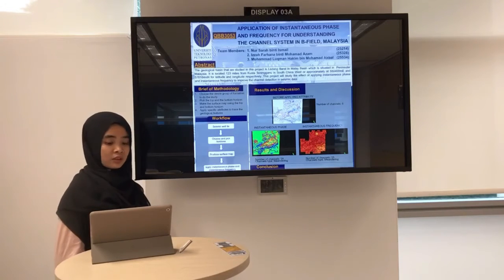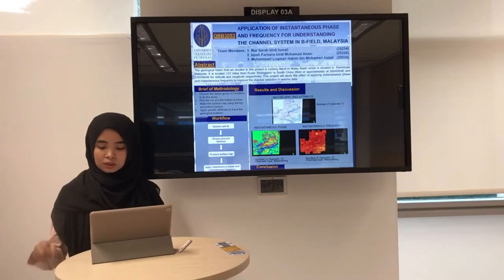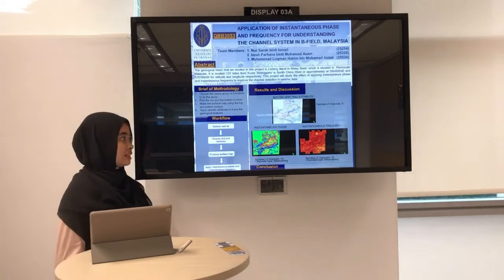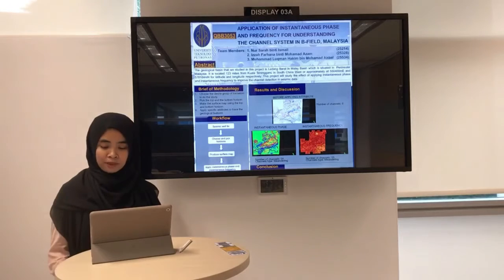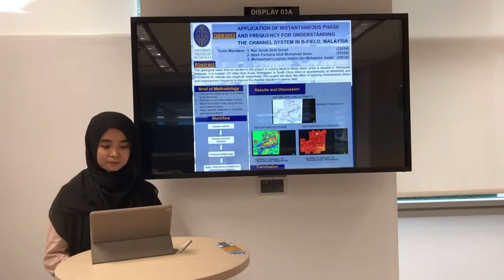Okay, next, I will continue with the brief of methodology. In this project, it is generally done by 4 main steps. The first one is to choose the desired group of formation to do the study. Next, to pick the top and the bottom horizon. Make the surface map using the top and bottom horizon. And lastly, to apply specific attributes to trace the geological features.